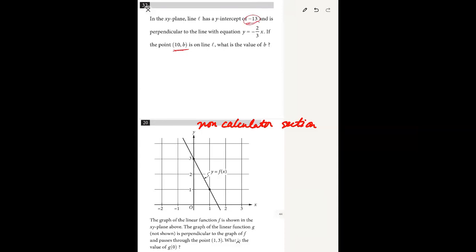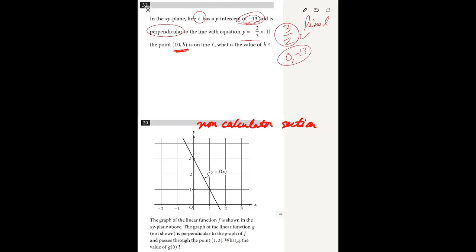So basically, we're trying to come up with an equation of a line that's perpendicular to this. And we want to know when the input to that linear function is 10, what the output is going to be. Okay, so here's what I would do. First thing, since this is perpendicular, we know that the negative reciprocal is going to be the slope for line L. You've got to know that fact. If you don't, this question is impossible to answer. So we know that the slope is 3/2, but we also know that it has a y-intercept of negative 13. So it's going through this point.